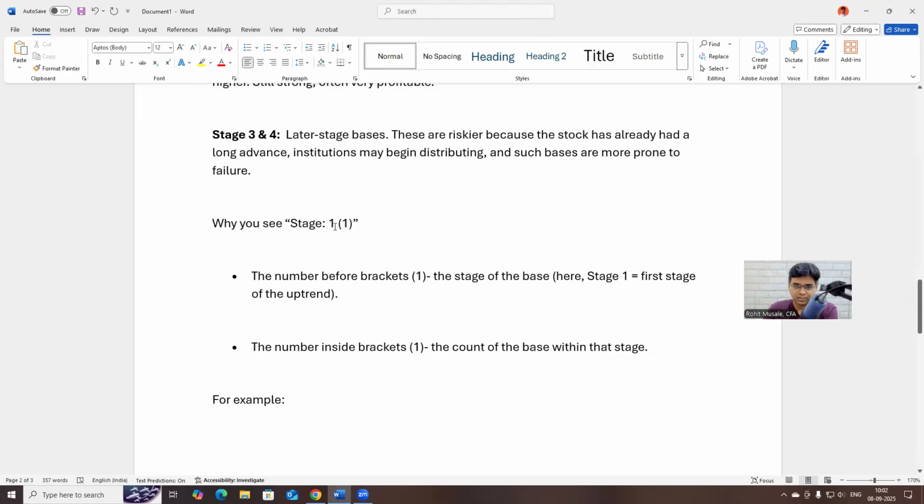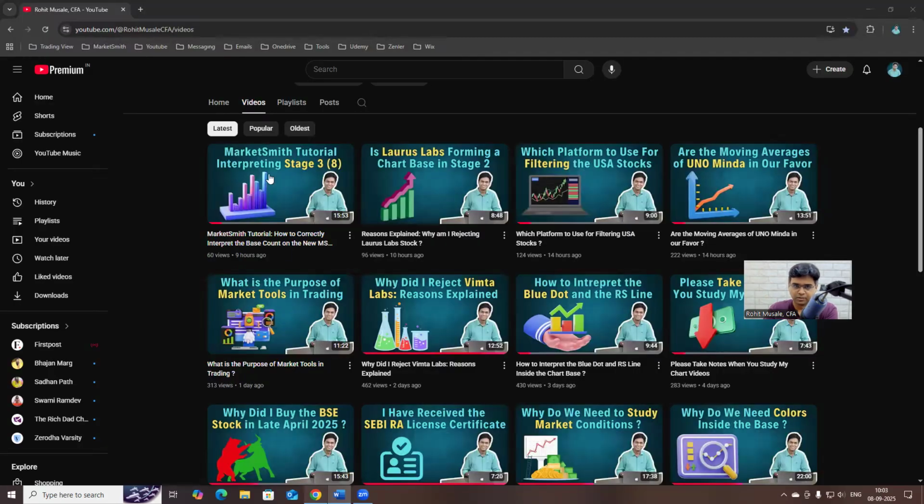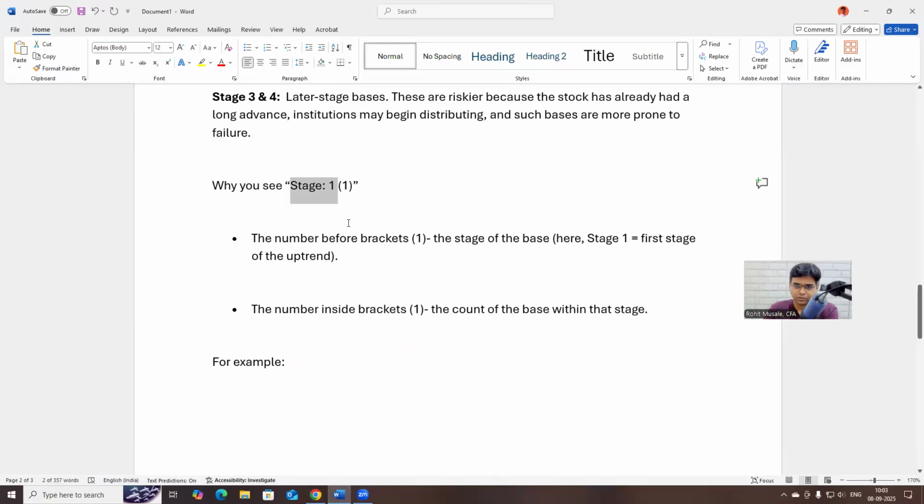Why you see stage 1 bracket 1? Now this is important. The number before the brackets, 1, is the stage of the base. Here stage 1 is equal to first stage of the uptrend. So this is what I discussed in yesterday's video, in this particular video. Okay, so please watch that video before you watch this video. So stage 1, this part means base 1.